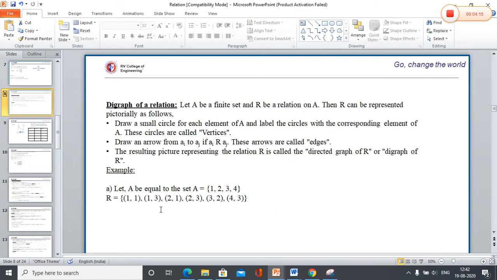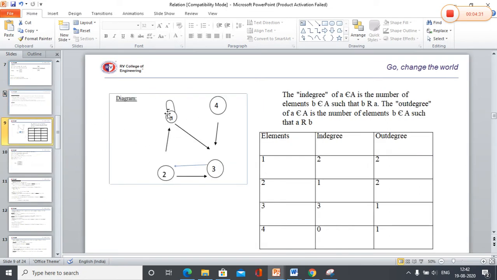2, 1 means there will be an edge from vertex 2 to vertex 1. 2, 3, there will be an edge from 2 to 3. 3, 2, there will be an edge from vertex 3 to vertex 2. 4, 3 means there will be an edge from vertex 4 to vertex 3, like that. Same way, 1, 1 we had an ordered pair 1, 1. So 1 to 1 we have to draw an edge.